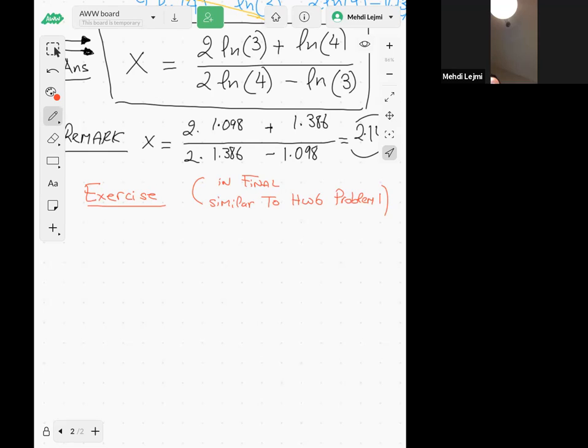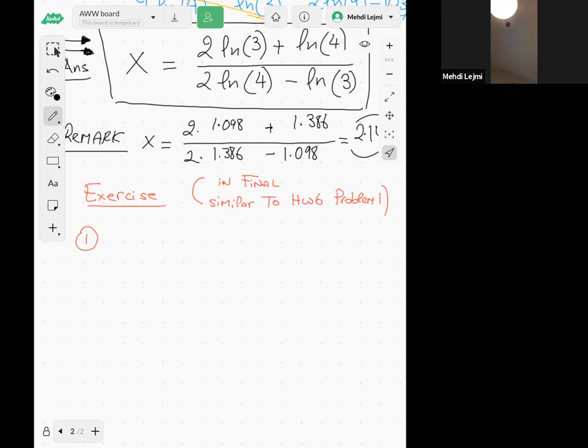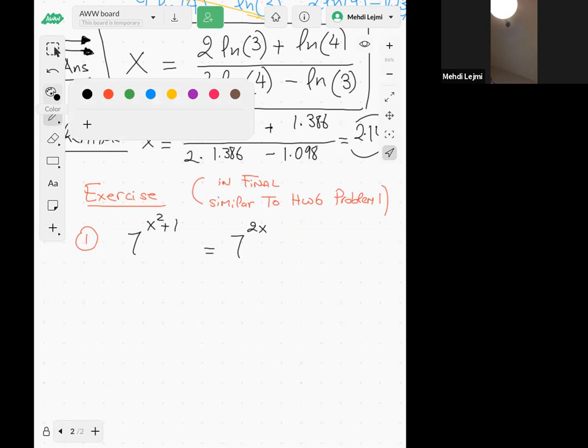All right. So here's the first equation. Let's start with a simple one. Let's say you have 7 to the power x squared plus 1 equal to 7 to the power 2x. I mean, 7 to the power 2x. Right. Number 2.